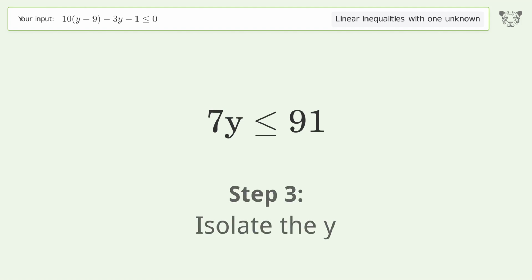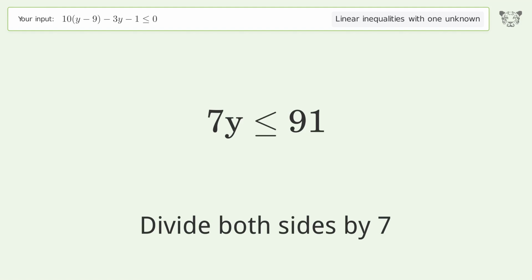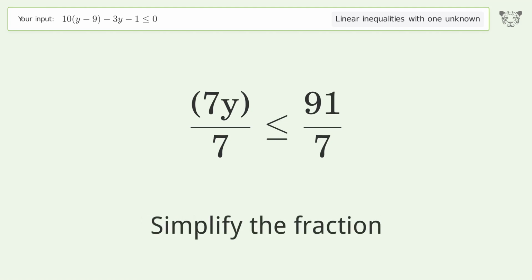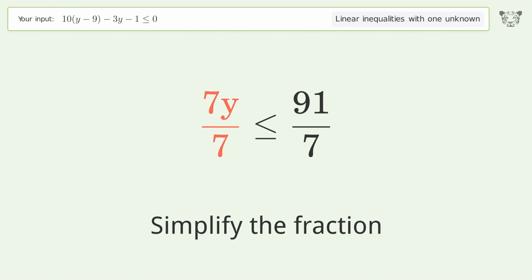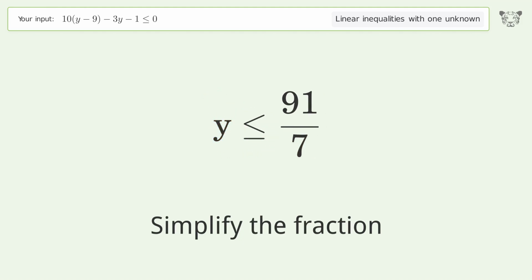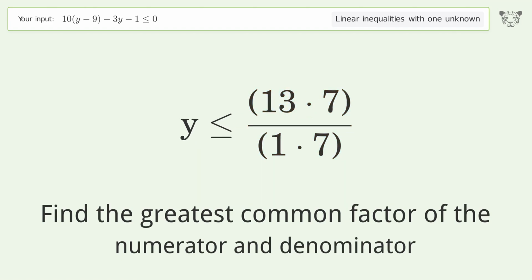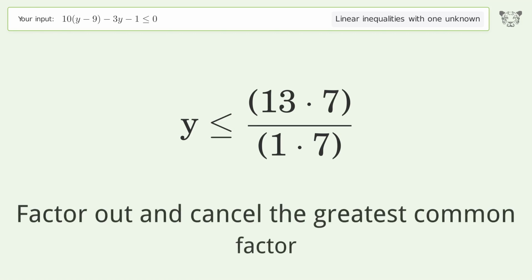Isolate the y. Divide both sides by 7. Simplify the fraction. Find the greatest common factor of the numerator and denominator. Factor out and cancel the greatest common factor.